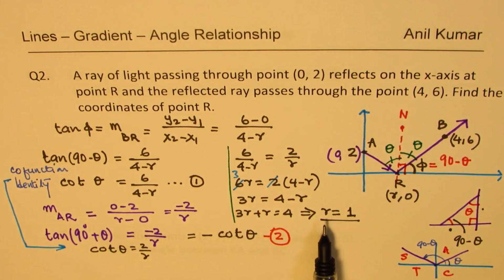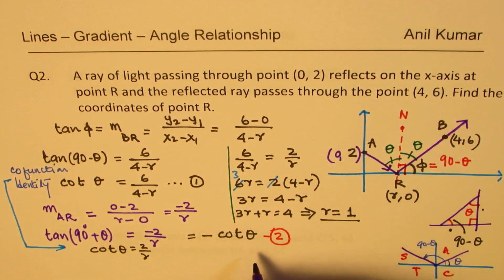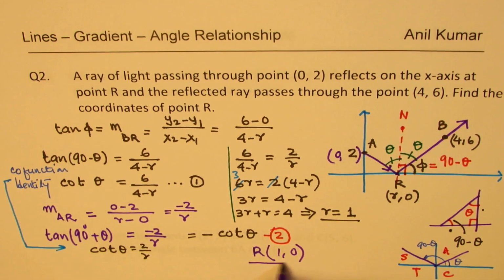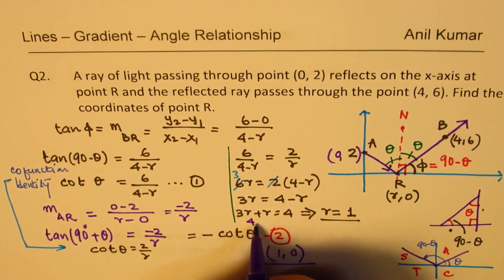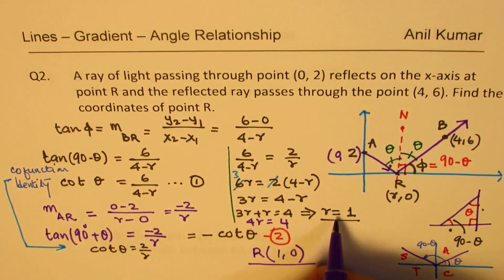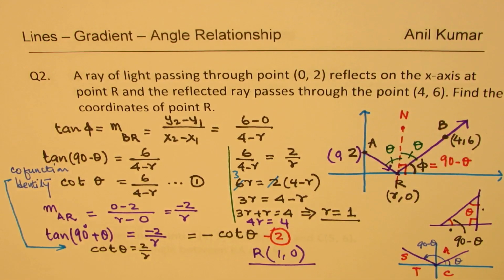So we find that the value of r is 1. Perfect. Therefore, the point under consideration, capital R, is basically (1, 0). You understand how we got it, right? This is 4r equals 4, which means r is equal to 1. Now I'd like you to pause the video and go through this solution once again.